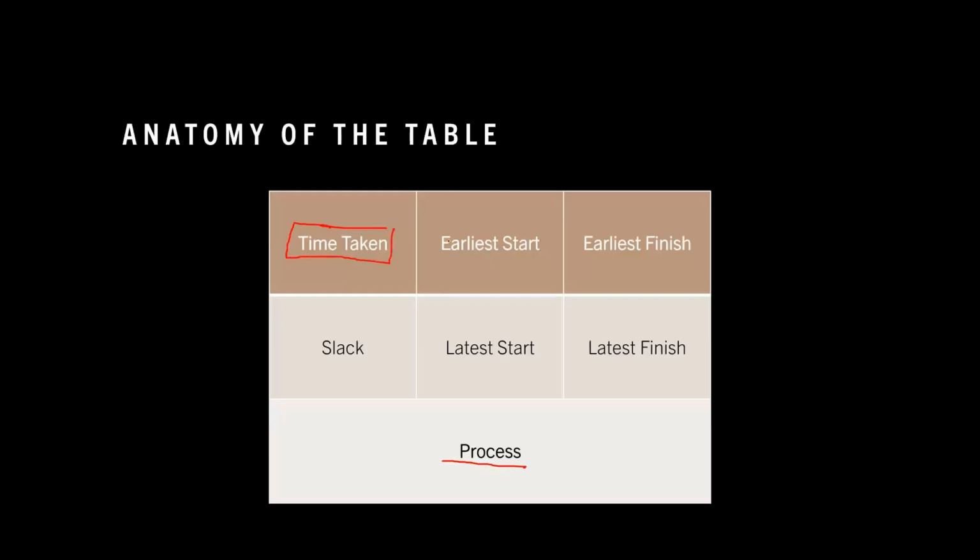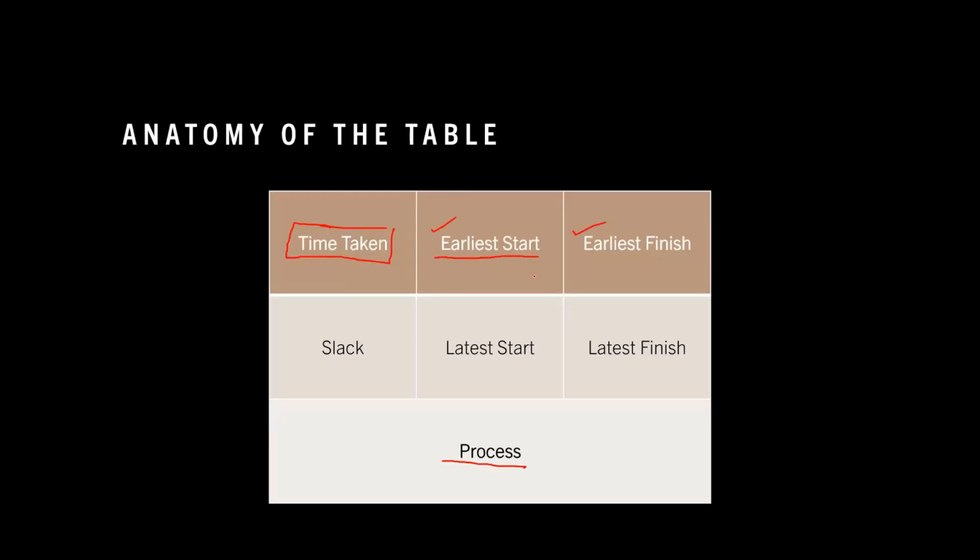Then on the top middle, we have got earliest start. So when can you at the earliest start the process? If let's say we are starting the entire dish from the 0th second, then at what minute or at what hour can we at the earliest start this particular process? That should be in the center. And what is the earliest we can finish it when we are starting the entire task at 0 seconds? That will be on the top right.